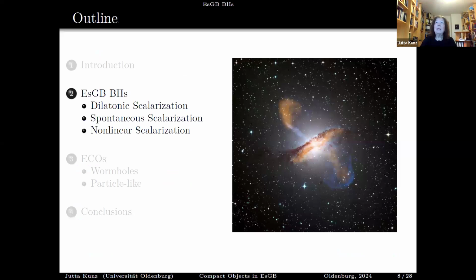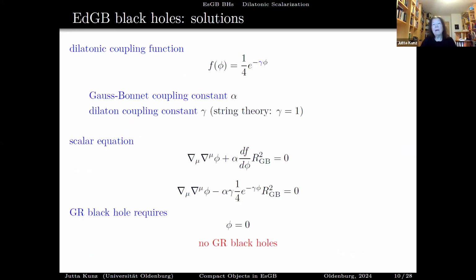So let's now look at the various types and start with the string-motivated coupling function, the dilatonic scalarization, as we like to call it. In this case, we have this exponential coupling, and gamma one can take as a free parameter. However, in string theory, it would be 1, and most of the calculations have been done with gamma equal to 1.